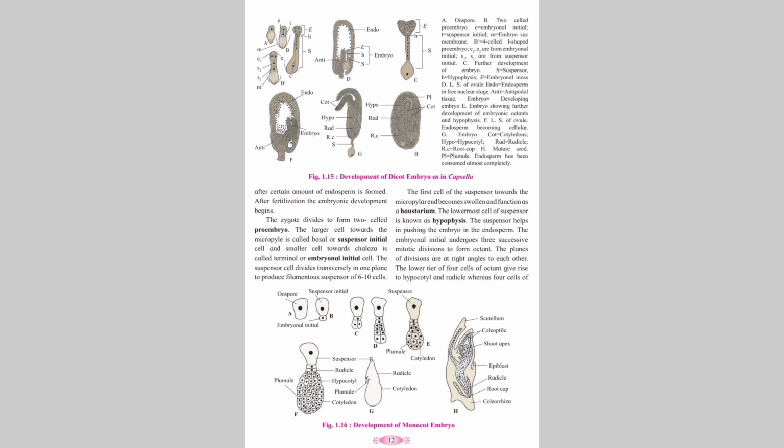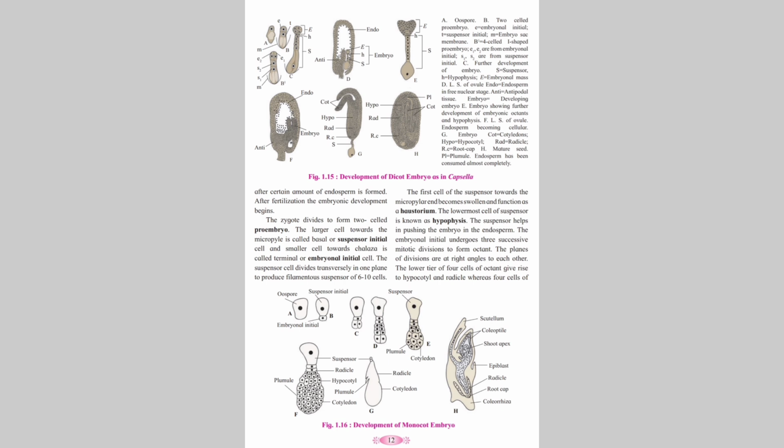Image 2. Embryo development, dicot and monocot. 1.11 Development of embryo explains that the process of development of zygote into an embryo is called embryogenesis. The embryo develops within the embryo sac. Fig 1.15. Development of dicot embryo in Capsella. This diagram illustrates the stages of dicot embryo development, showing the zygote, proembryo, globular stage, heart-shaped stage, and mature embryo, with suspensor, radicle, plumule, cotyledons. It describes how the proembryo divides to form the terminal cell, which forms the embryo, and the basal cell, which forms the suspensor.